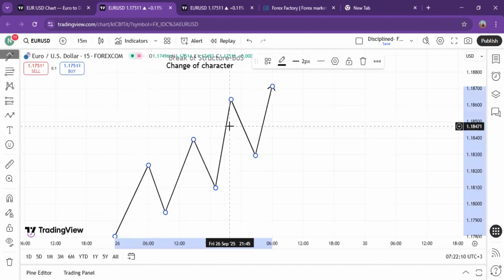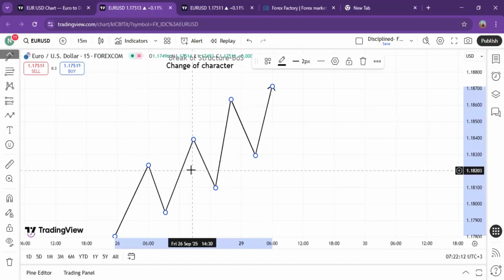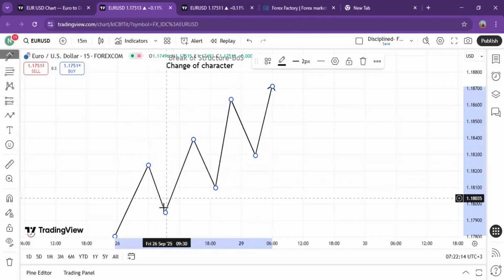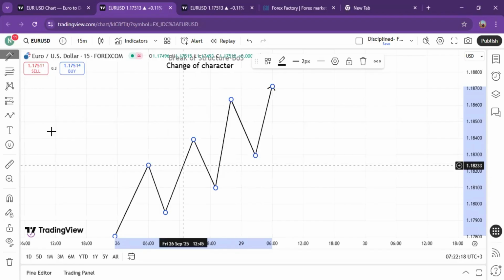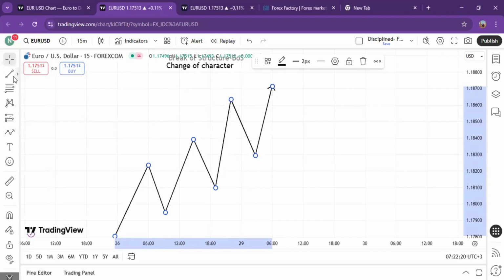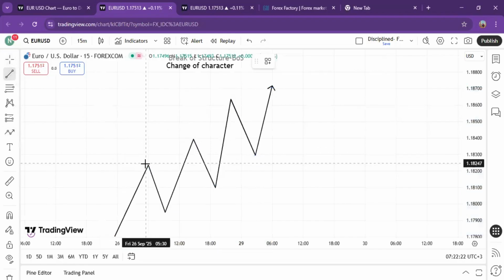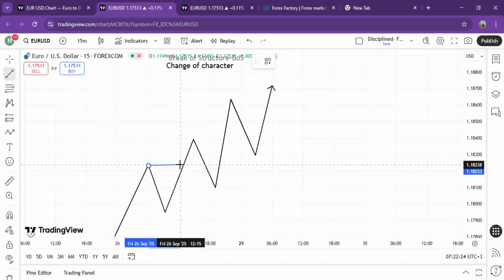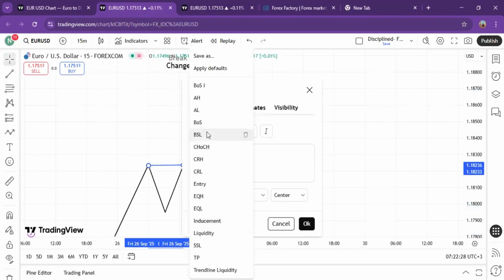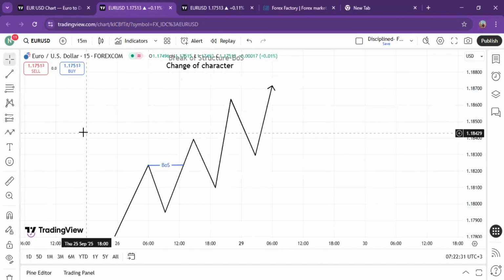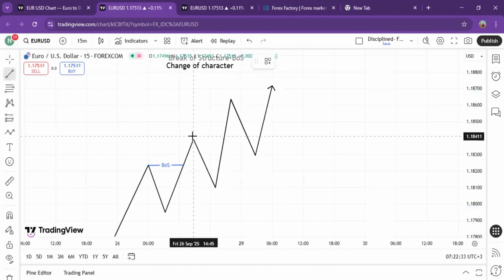But when we are referring to an uptrend, we call them the higher highs, higher lows, higher highs, higher lows, higher highs, higher lows. So usually the market breaks the structure to the upside. So that is where we have our break of structure at that point. Then the market continues to break structure to the upside.